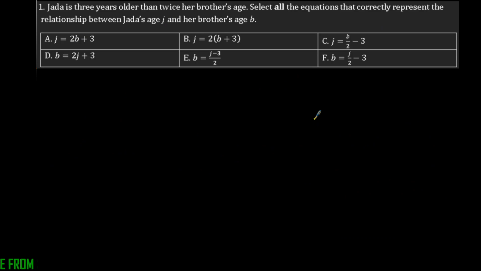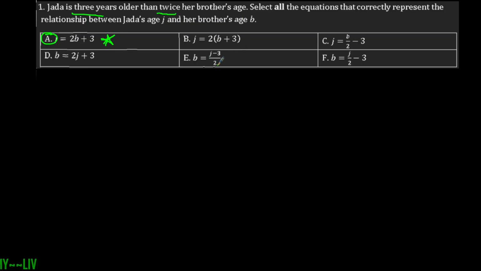Moving to the back, some review problems that we had. It says Jada is 3 years older than twice her brother's age. Select all equations that correctly represent the relationship between Jada's age and her brother's age. So for that first one, again, it says twice her brother's age plus 3. So that's going to be that first one, A. So that A is good on that first one.